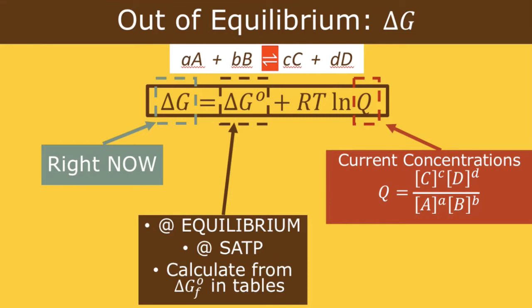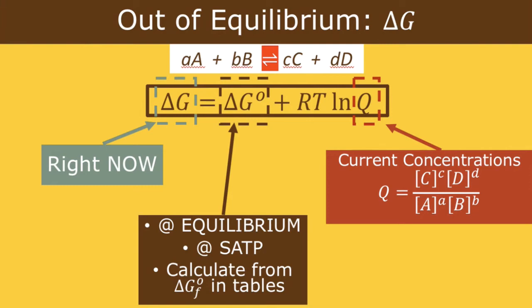Well, we're talking about Gibbs free energy, so it all comes down to Gibbs free energy. And this equation here, for the general reaction A plus B goes to C plus D, we have the formula that delta G equals delta G naught plus RT the natural log of Q. And we defined Q to look just like the equilibrium constant, but with current concentrations.